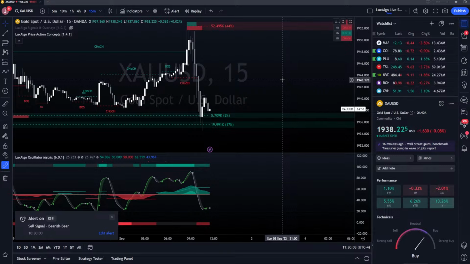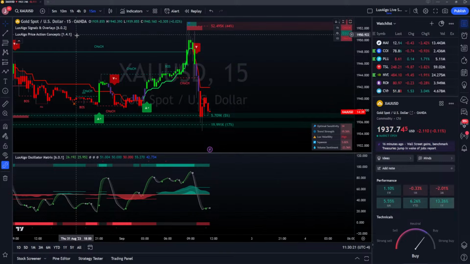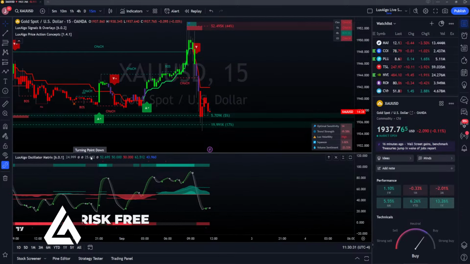So yeah, we're just going to touch on some charts and then go through what we see. I haven't looked at any of these charts today, so this is me blindly looking at it with my settings on LuxAlgo. I like to pair the signals and overlays, price action concepts, and the oscillator, and I like to see it all at first. And then I'm like, okay, which asset am I looking at?